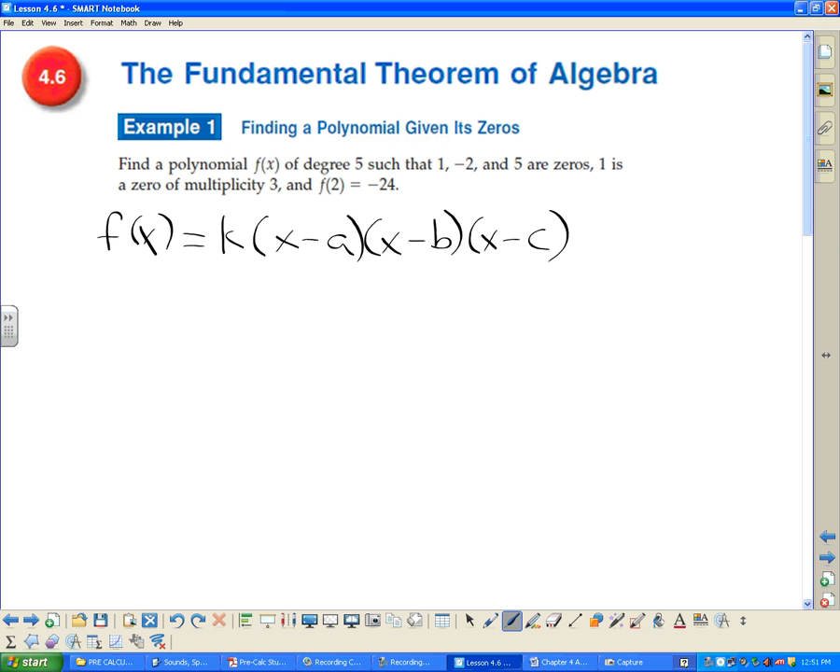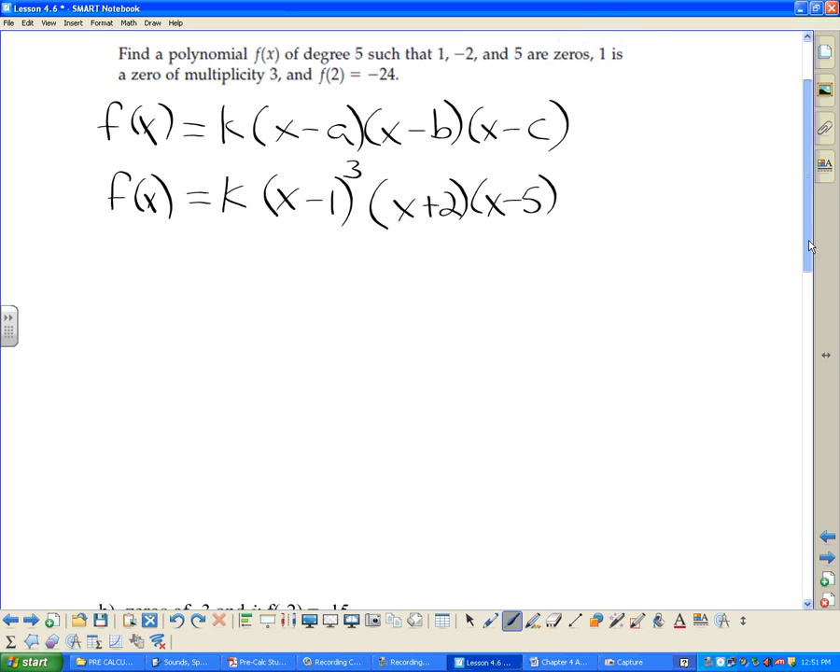So first of all, we'll put in the values of a, b, and c. So we get x minus 1, x plus 2, and x minus 5. Now it says that 1 is a zero of multiplicity 3. That means I have to put x minus 1 to the third power here. Now our next challenge is we need to find the value of k. Well, in finding the value of k, we don't want to do the multiplication. First, we want to actually find k before we do any multiplication.